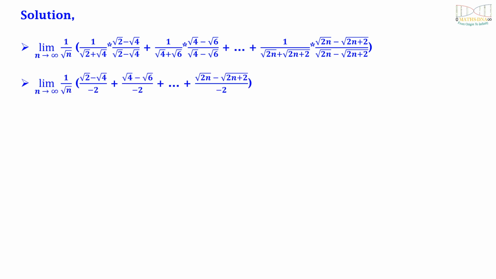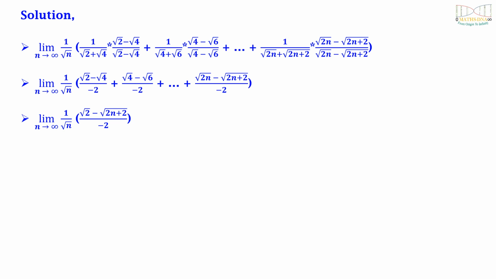So we get limit n tends to infinity 1 by root n [root 2 minus root 4 by -2, plus root 4 minus root 6 by -2, and so on up to root 2n minus root 2n plus 2 by -2]. On solving, we get limit n tends to infinity 1 by root n [root 2 minus root 2n plus 2] by -2. The alternate terms get cancelled out, that are -4 plus 4, -6 plus 6, and so on.